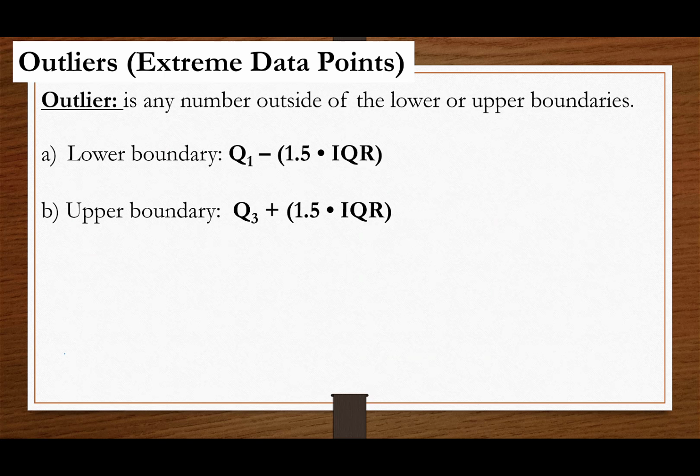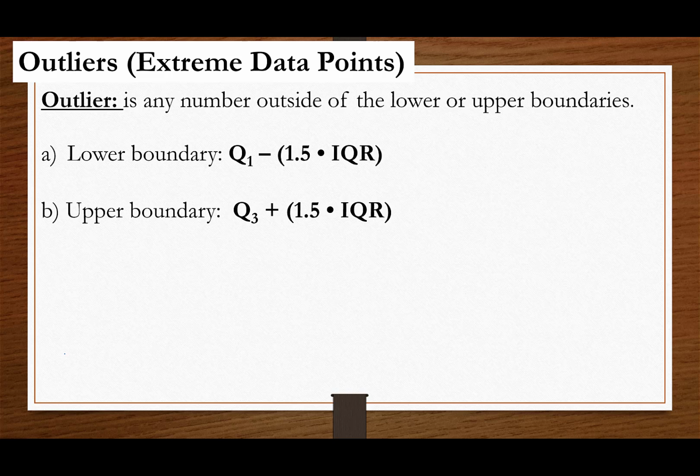Okay, so on this screen, I have that an outlier is any number outside of the lower or upper boundaries. Like I just said, these would be considered the extreme data points. The concept of an outlier is very much like the unusual values when we were calculating the MAD in an earlier class. It's the same idea. It's the unexpected value in a set of data.